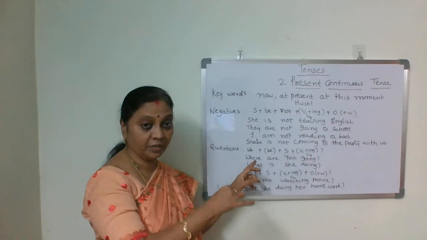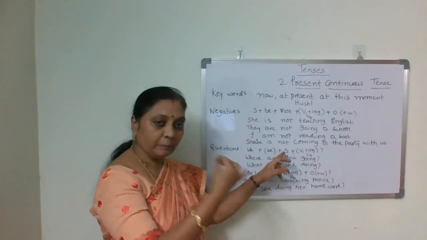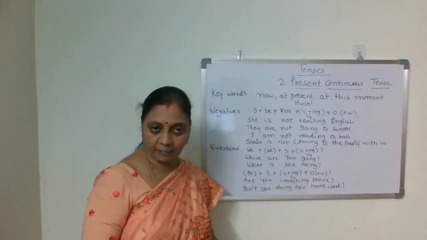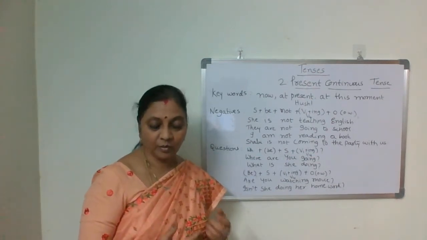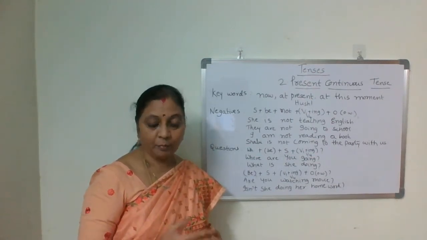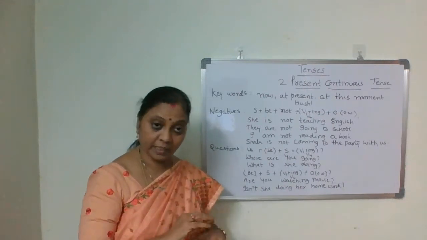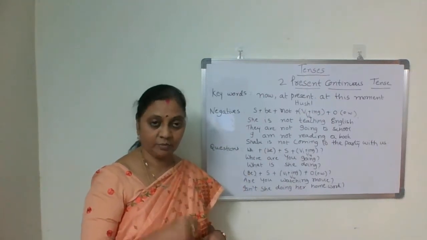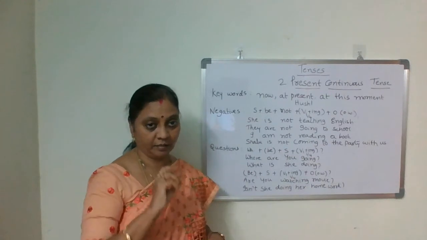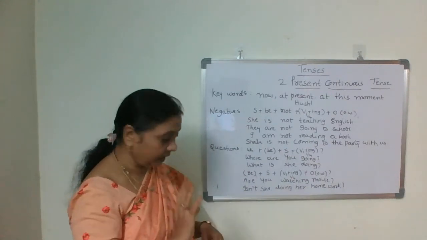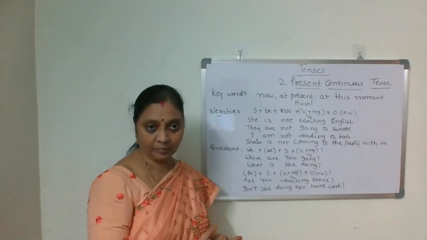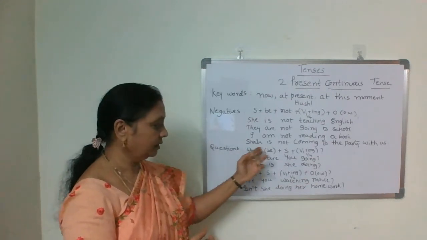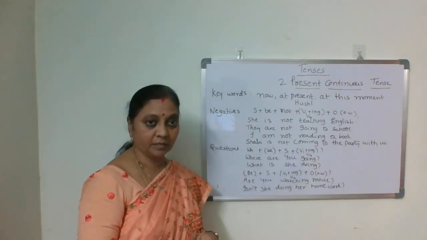WH question: word plus B form plus subject plus V1 plus ing or V4. Where are you going? What are you doing? Why are you not doing the homework? Negatives also. Questions, negatives. Why are you not doing the homework? Why are you coming late? Okay. What are you doing now? All these are the question forms you can ask.